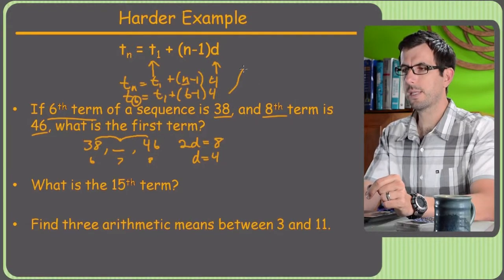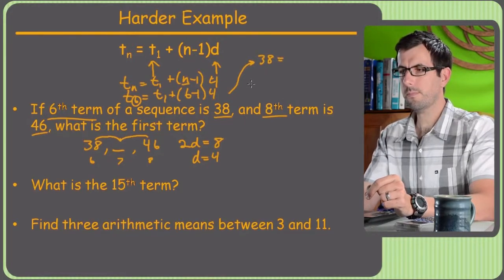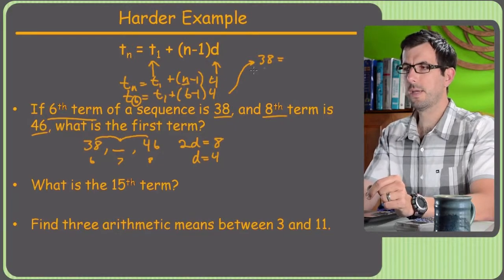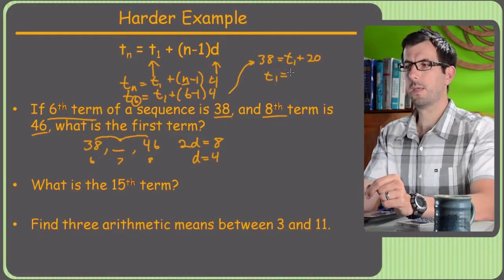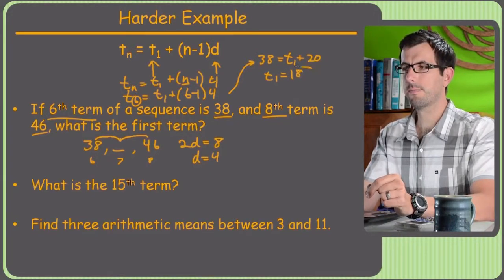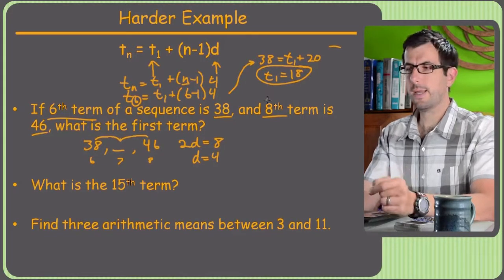Now I'll just plug in the term I know. T sub 6 I know is 38, and that's going to equal all this stuff. So t sub 1 plus, 6 minus 1 is 5, 5 times 4 is 20. So I subtract 20 from both sides, and I get t sub 1 equals 18. Pretty good, right?